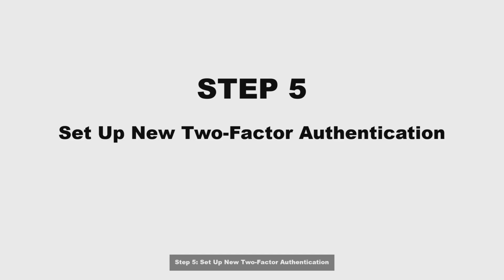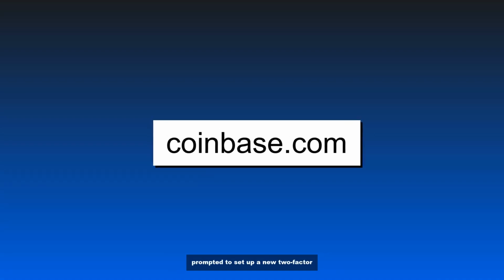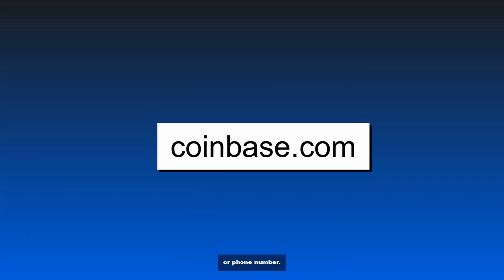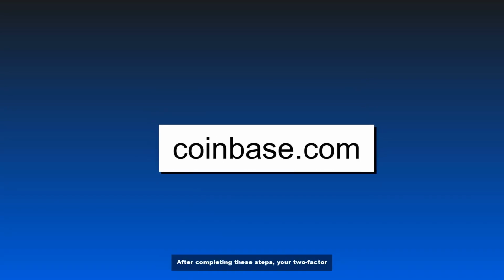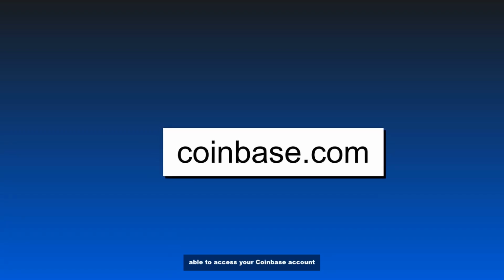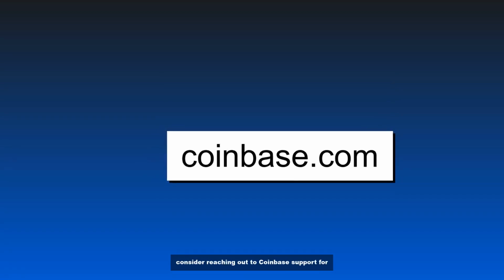Step 5. Set up new two-factor authentication. Once your identity is verified, you will be prompted to set up a new two-factor authentication method. Follow the instructions to link a new authenticator app or phone number. After completing these steps, your two-factor authentication will be reset and you will be able to access your Coinbase account securely. If you encounter any issues, consider reaching out to Coinbase support for further assistance.